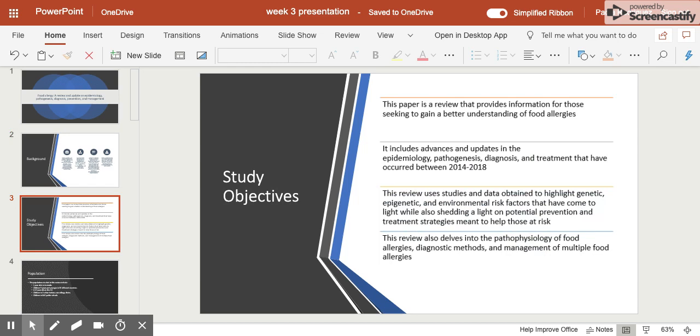The objectives of this study were to review information that would allow people to get a better understanding of food allergies. This study also includes advances and updates in the areas of epidemiology, pathogenesis, diagnosis, and treatment between the years of 2014 and 2018. This review uses a multitude of studies and data to highlight genetic, epigenetic, and environmental risk factors that have come to light while also shedding light on potential prevention and treatment strategies that can help those at risk. This review will also delve into the pathophysiology of food allergies, diagnostic methods, and management of multiple food allergies.